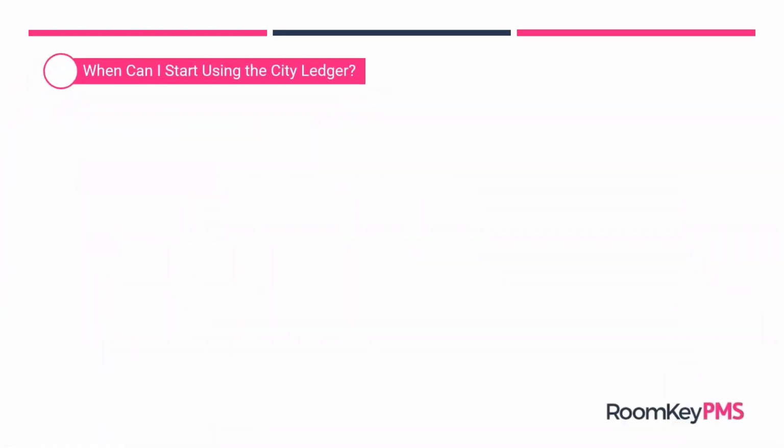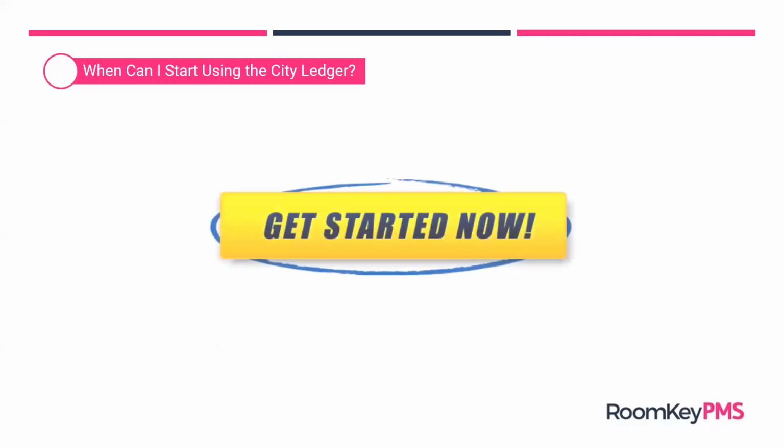So now that we've seen how we can use the City Ledger, you can talk about when you can start using the City Ledger. So every RoomKeyPMS database comes with the City Ledger already available in your database itself. It's found in that Operations drop-down menu. So everyone with a RoomKeyPMS database, you can get started now using those tools we looked at in today's presentation in the City Ledger.